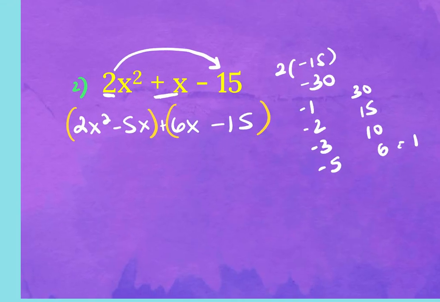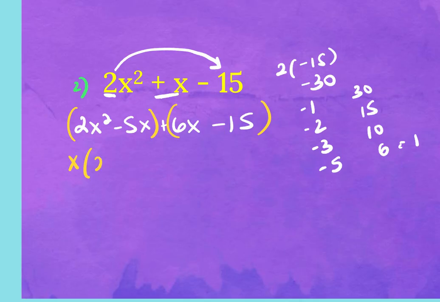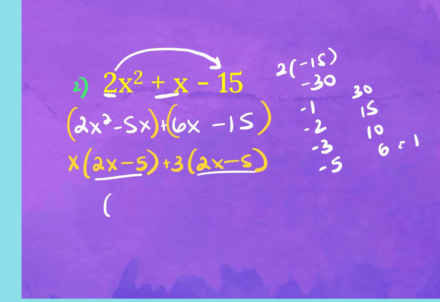First set of parentheses, I can take out an x. Second set of parentheses, I want my signs to stay the same, so I'm going to take out a positive number here. I can divide by 3, 2x minus 5. And then the 2x minus 5 comes out because that's our greatest common factor, and x plus 3 gets grouped together.